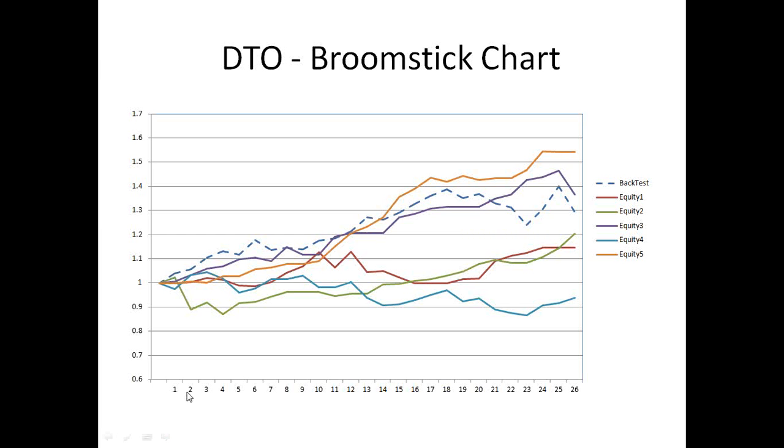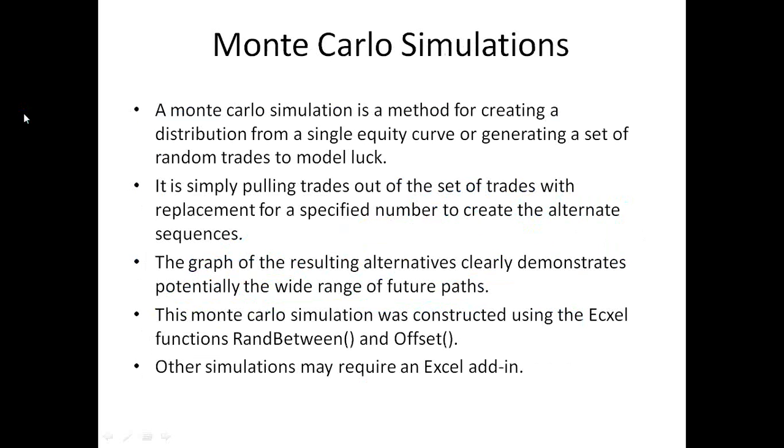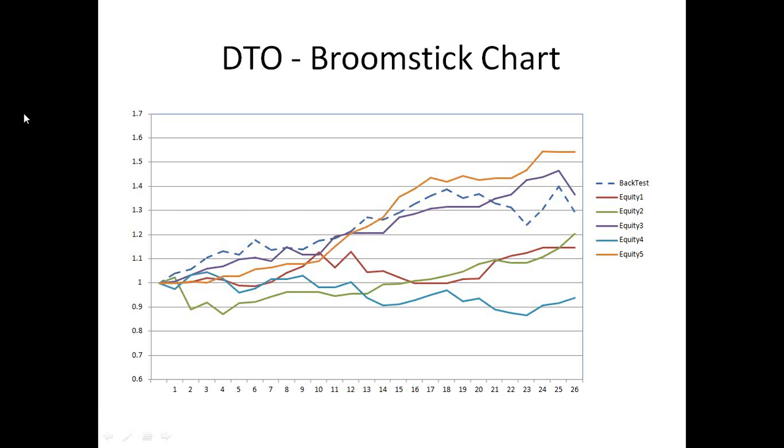This is 26 trades pulled at random using the random function, and these are the equity curves. So this is some validation, if you will, of why you need to look at more than just the equity curve. You really need to understand what the variance is, because you could have been on any one of these paths and still be within a statistical range; it came out of the same trade pot. We use the random between function and the offset function, pretty easy to generate these graphs. We may use an Excel add-on if we need to during the class.